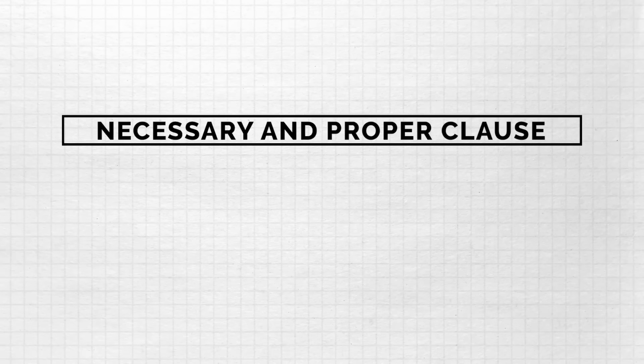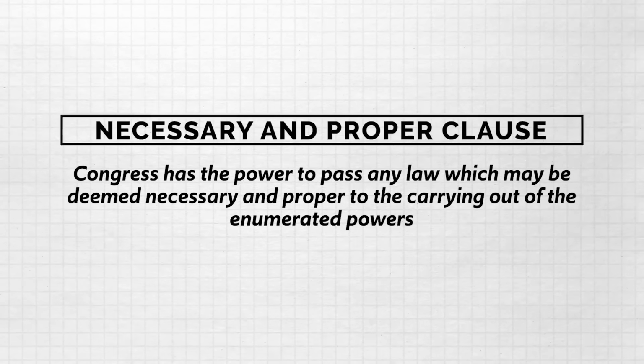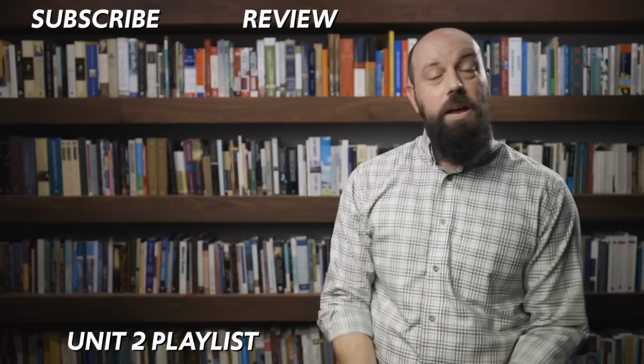And so where in the world does Congress get these powers? Well, they get this power from the necessary and proper clause at the end of Article 1, Section 8. And it basically says, right after it enumerates all the powers of Congress, that this body also has the power to pass any law which may be deemed necessary and proper to carrying out the enumerated powers. And Congress has used that power over the years to pass a wide range of legislation on economic and environmental and social issues.